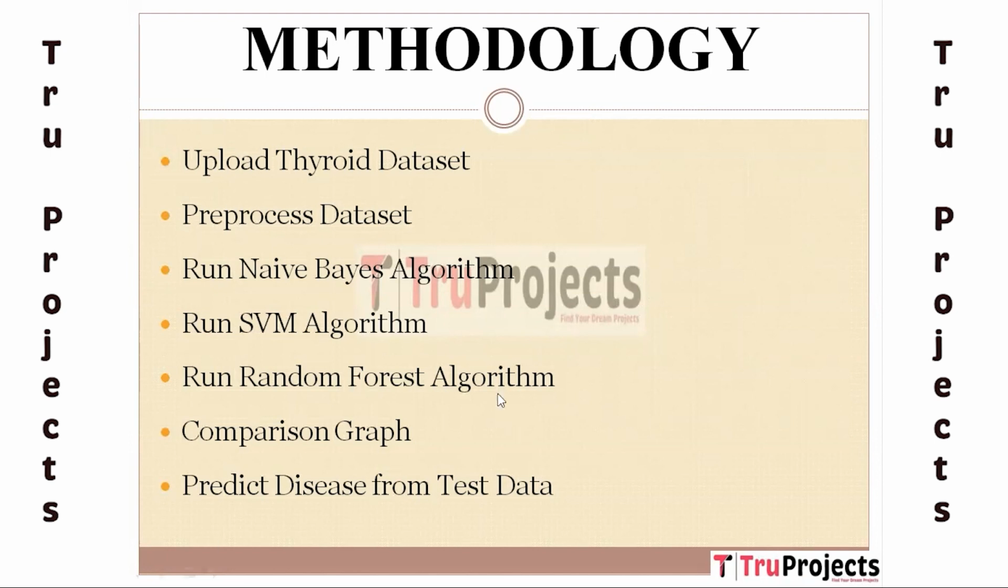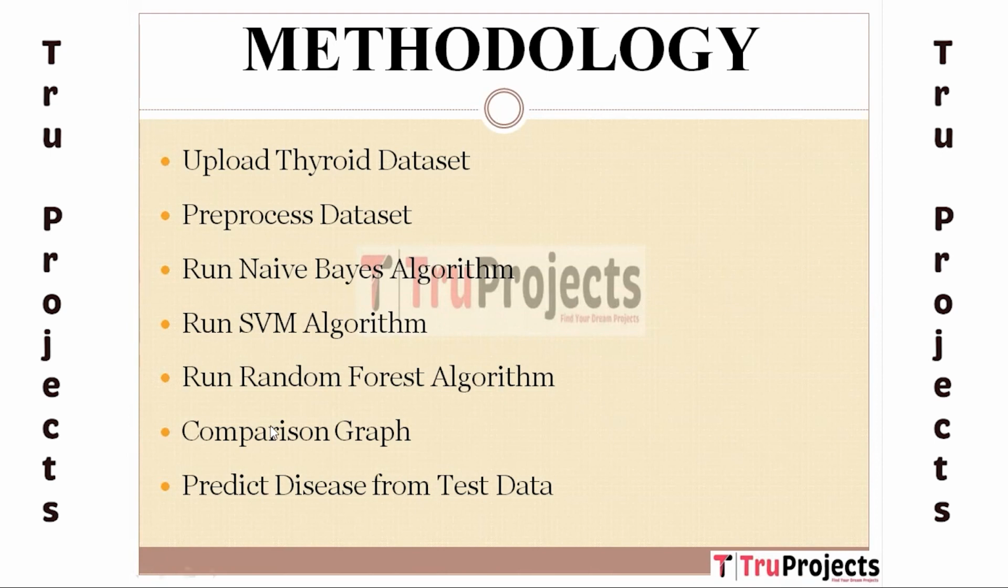The fourth module is Run SVM algorithm. Support vector machine, SVM, is a powerful classification algorithm that separates data into distinct classes using hyperplanes. In this module, SVM is selected for its ability to handle high-dimensional data and provide accurate predictions. The algorithm is trained on 80% of the dataset and evaluated on the test data for prediction accuracy.